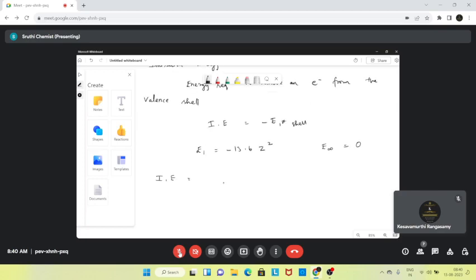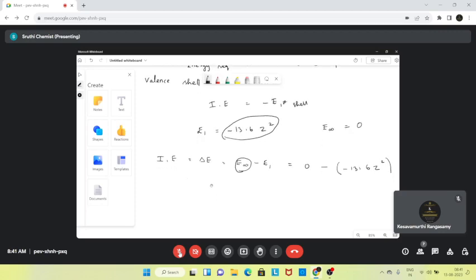Ionization energy is also a delta E, which is E infinity minus E1, because I'm taking an electron from the first orbit and putting it in the infinity orbit. So the energy needed to remove an electron and throw it into the infinity orbit is your ionization enthalpy. The infinity orbit is 0 minus E1. The E1 value is minus 13.6 Z square.